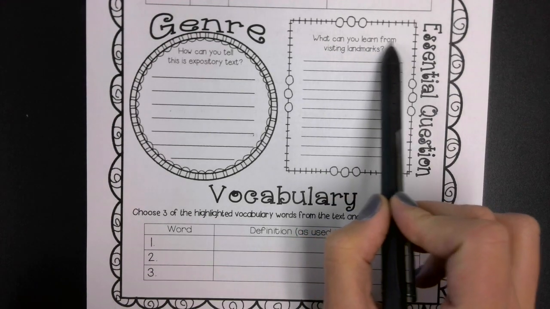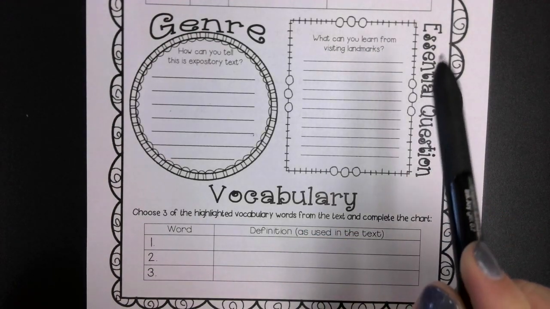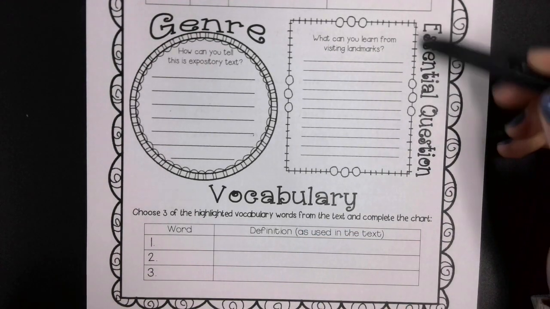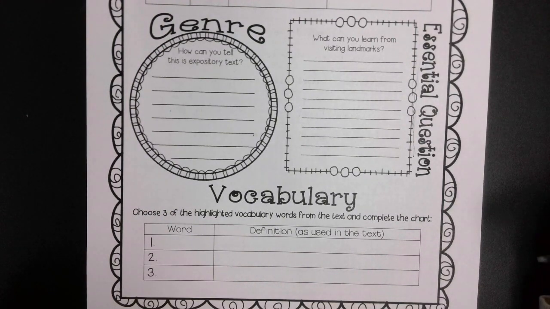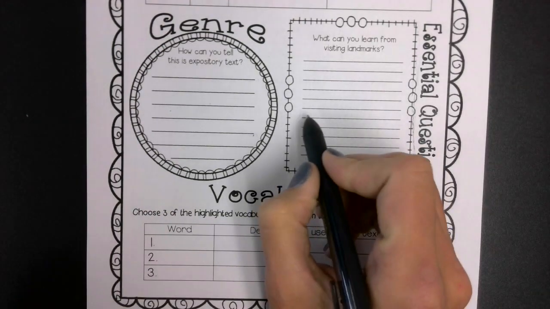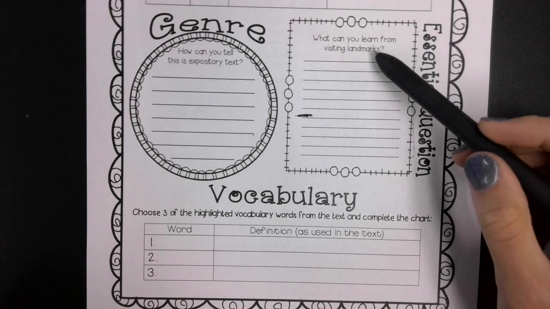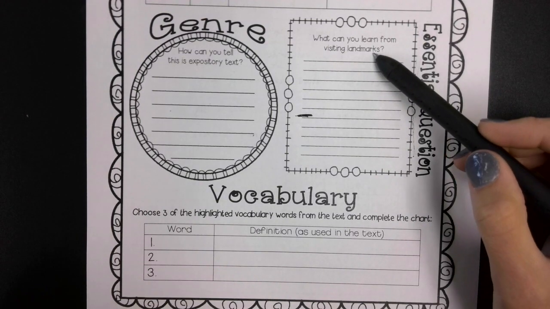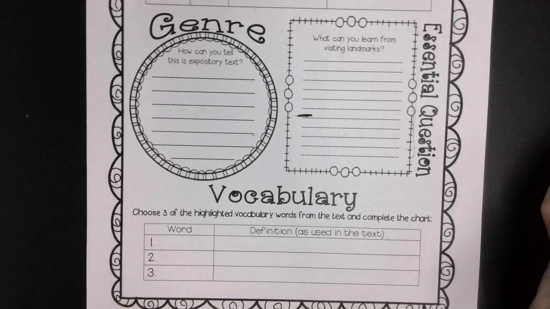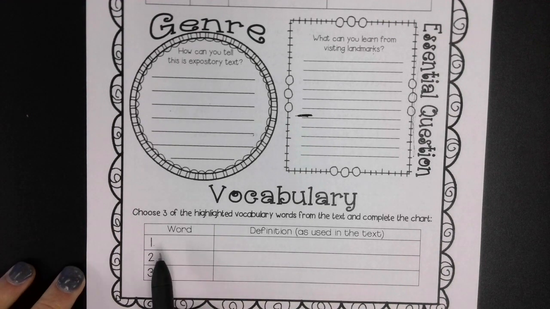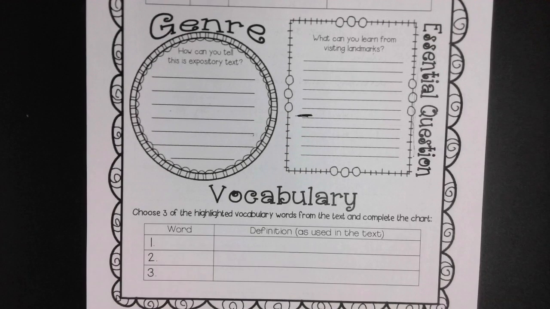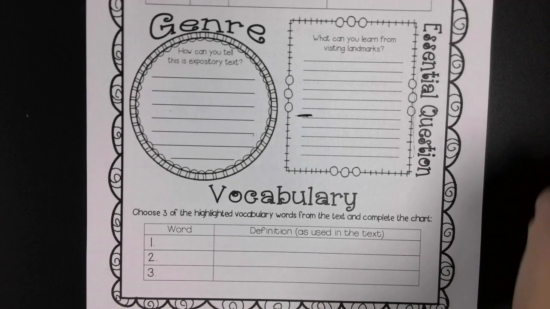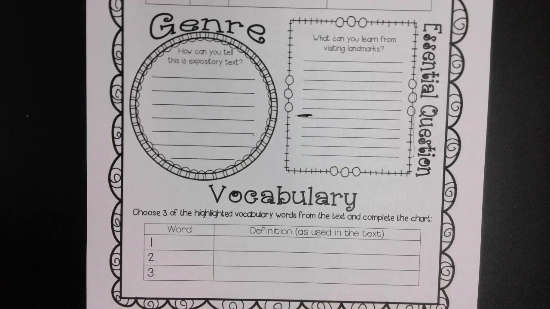Next one, what can you learn from visiting landmarks? Right, that's our essential question for this week. So focus on that. Try to fill up at least half the lines. What can you learn from visiting landmarks? Think about Mount Rushmore. Think about the Grand Canyon. Could even think about what we talked about yesterday with the Smoky Mountains and the Statue of Liberty.